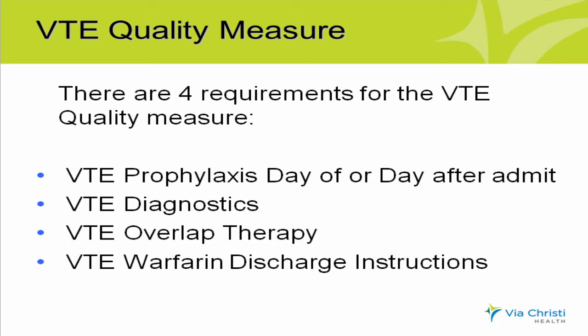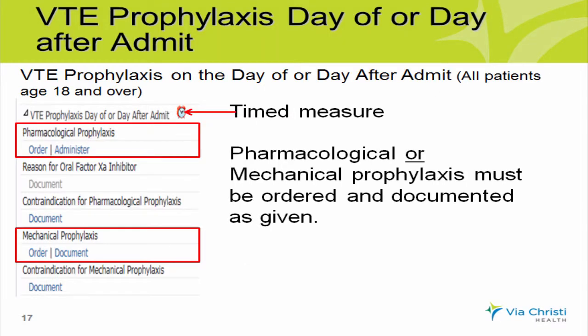There are 4 requirements for the VTE quality measure. We will look at each one of these as it appears on the quality measure component and discuss the functionality of each. The first measure is VTE prophylaxis day of or day after admit. This is required for all patients admitted age 18 and over. This is a timed measure as indicated by the alarm clock.